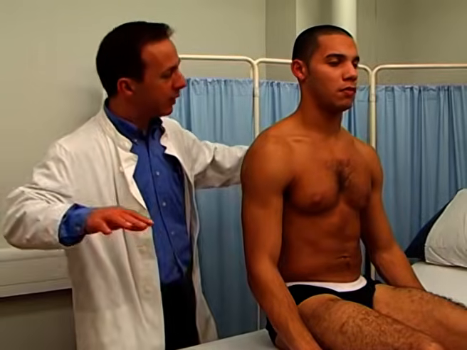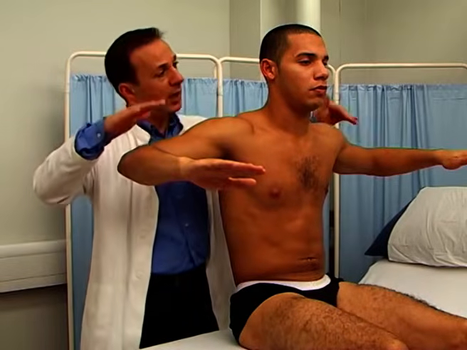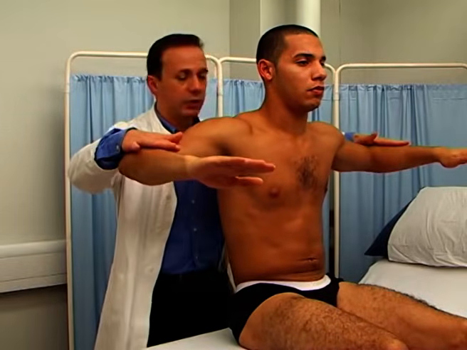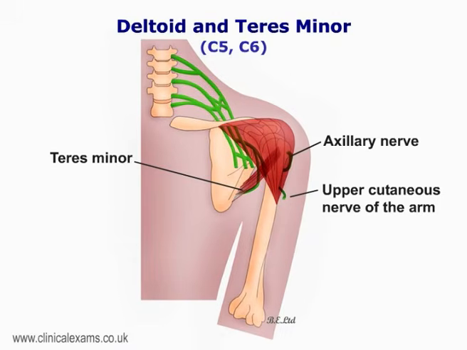Abduction of the shoulder, the deltoids, the axillary or circumflex nerve, from C5. And push up. That's fine, thank you.